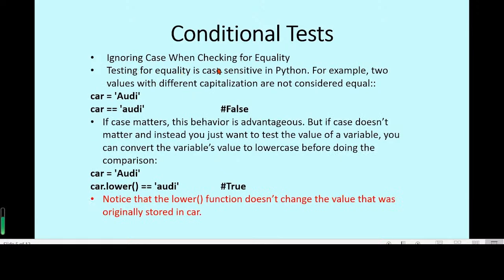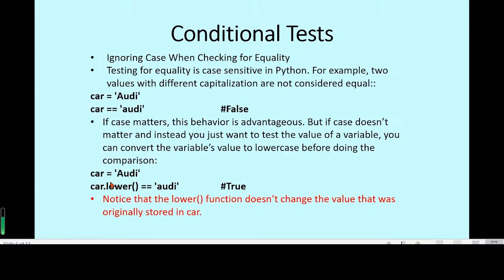Ignoring case when checking for equality. Testing for equality is case sensitive in Python. For example, two values with different capitalization are not considered equal. If the car is Audi in title form, but we check if the car's value is Audi in lowercase, we'll get false. So if case matters, this behavior is advantageous. But if case doesn't matter and you just want to test the value of a variable, you can convert the variable's value to lowercase before doing the comparison.